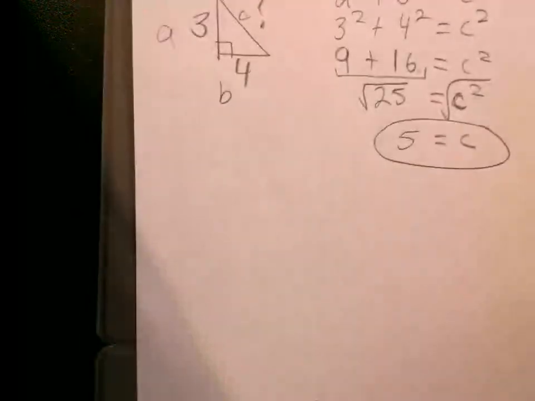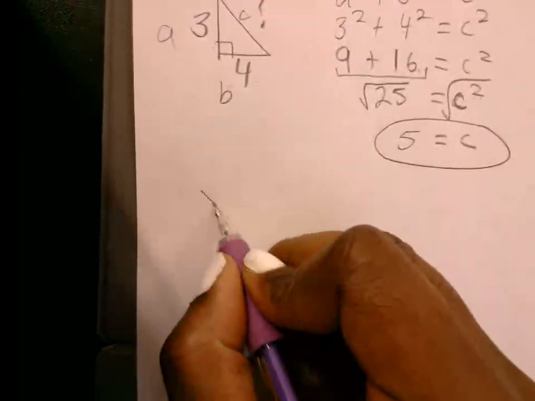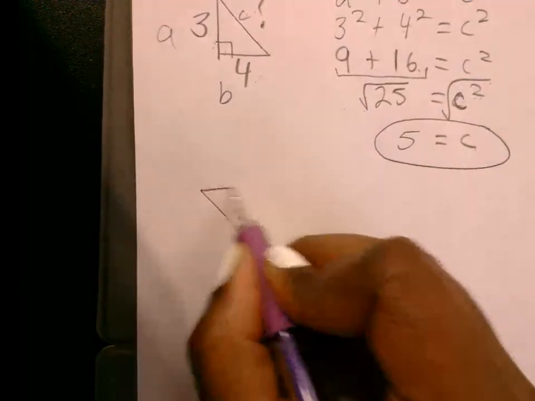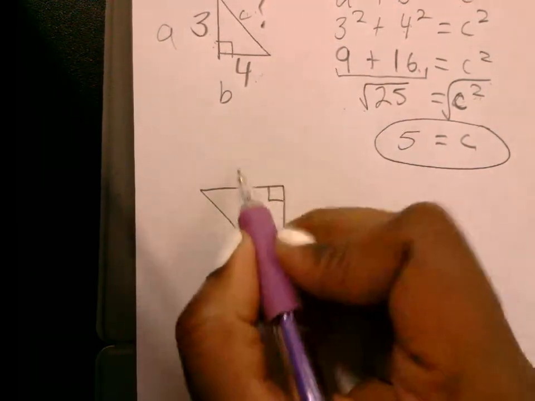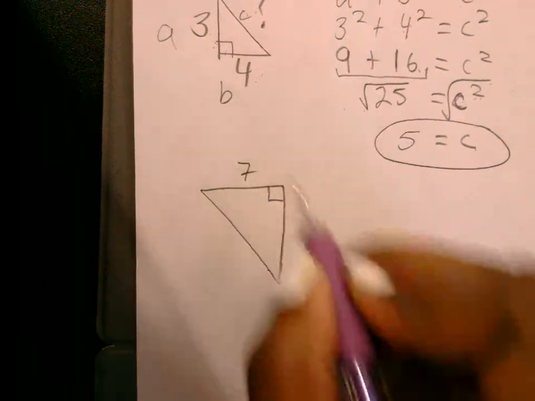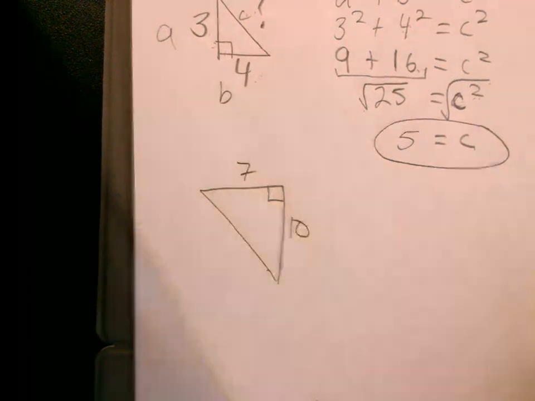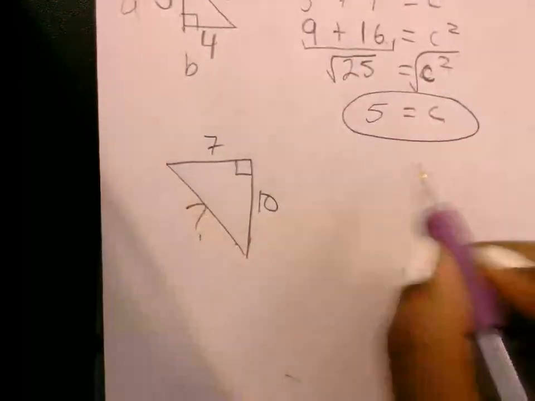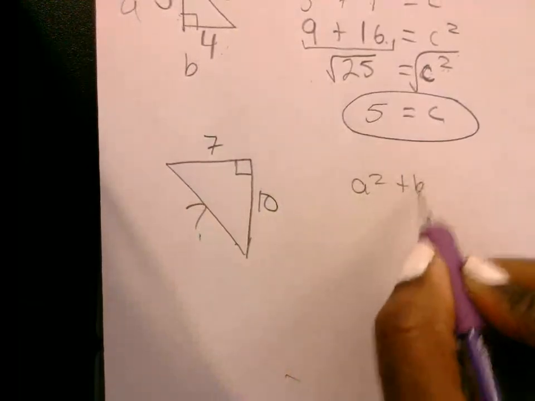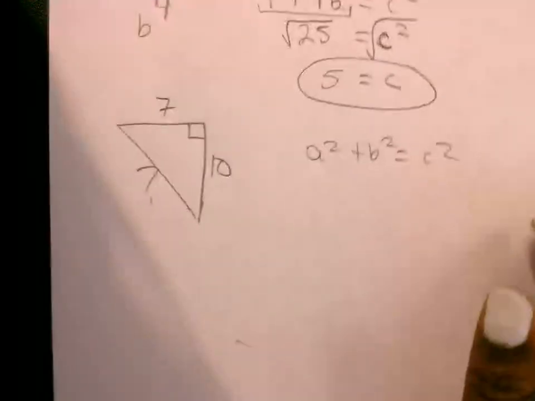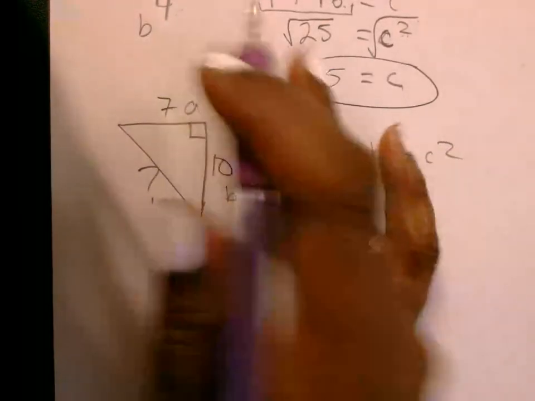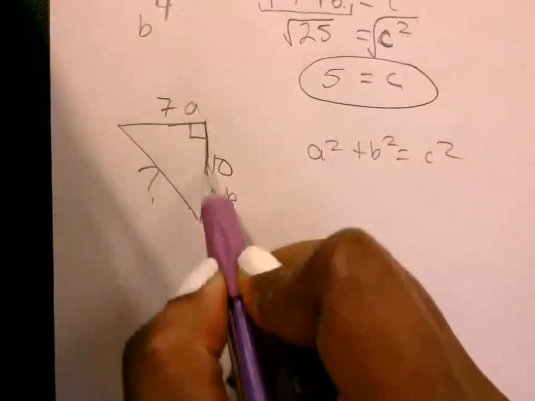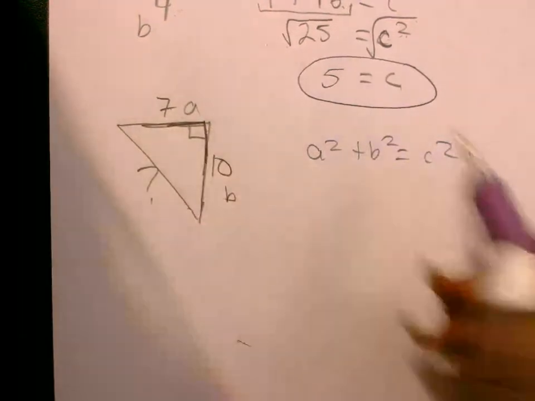Okay. So what if I had the same thing, where this is 7 and this is 10? I'm going to do the same thing again. I've got a squared plus b squared equals c squared. So this is my A, this is my B, or this could be B, this could be A. It doesn't matter because they both form the right angle.